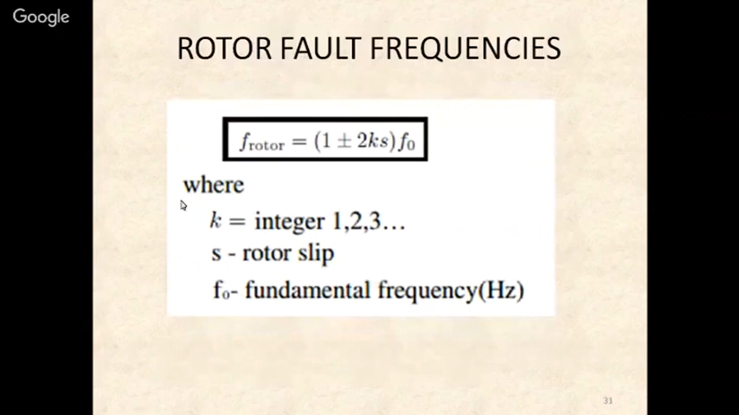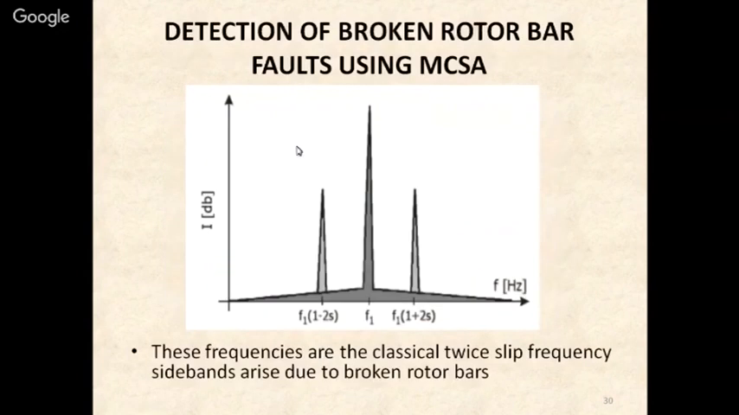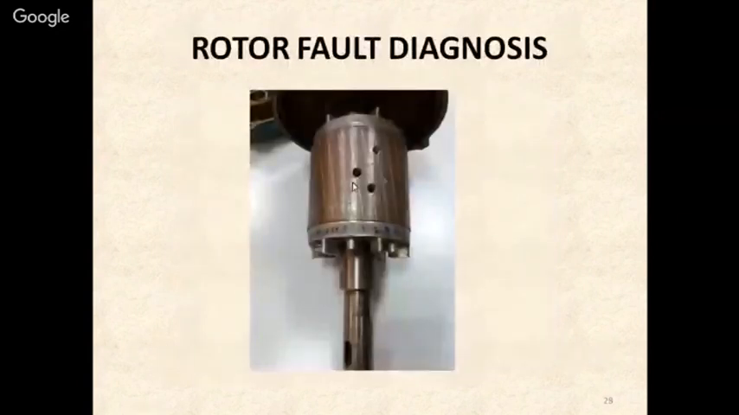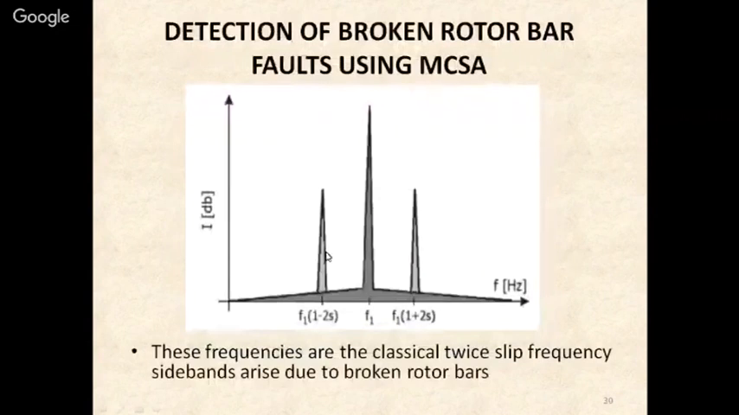So this is the formula for this. We have 2 sidebands occurring in the current spectrum of the motor because of a fault in the rotor. As the severity of this fault increases, we have seen that the amplitude of these peaks increases. That means the difference between the fundamental and these peaks becomes less. So this is an indicator of the fault severity and the presence of broken rotor bar fault.